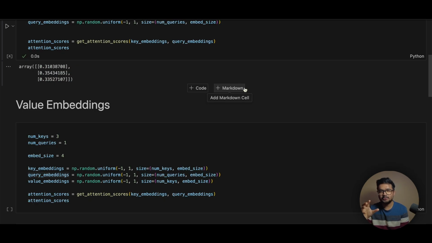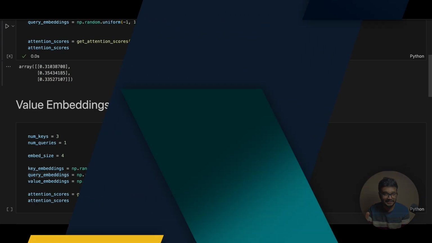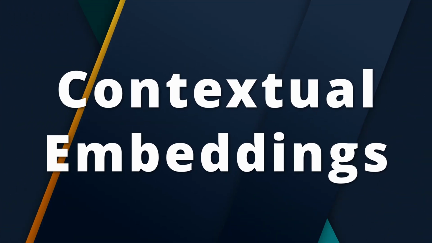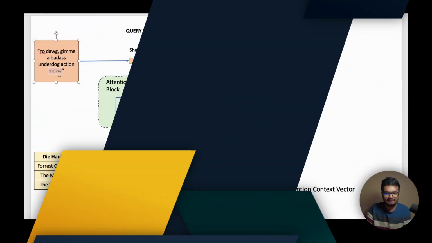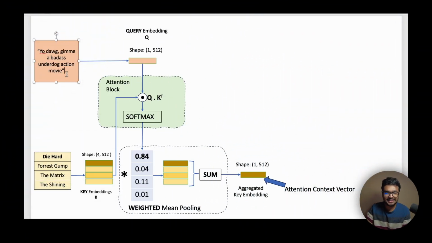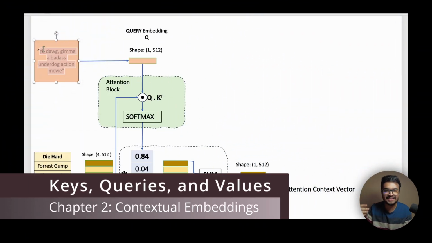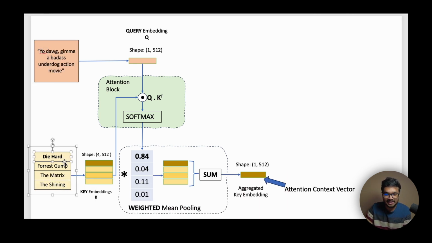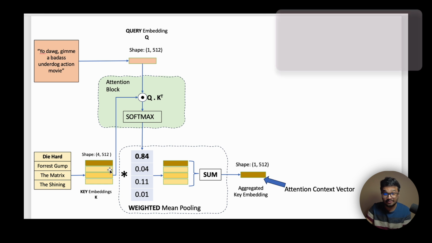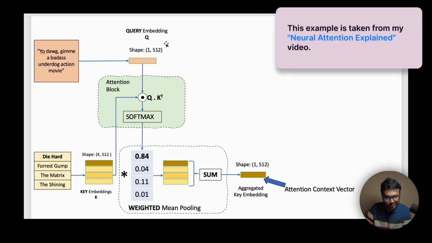Now, let's talk about the concept of contextual embeddings. Suppose you have a query. It's just a string that says, "Yo dog, give me a badass underdog action movie." And suppose you have some keys, which are basically movies in your database, and each of those movies has an associated embedding, as shown here with these orange or yellow boxes. Now you have converted your query into a query embedding vector, denoted here as Q.